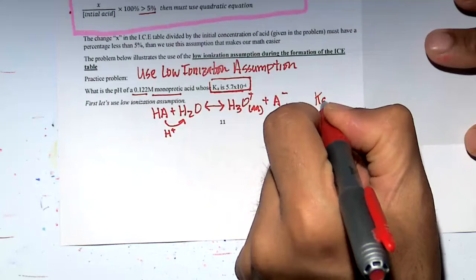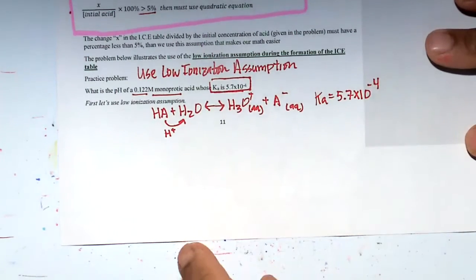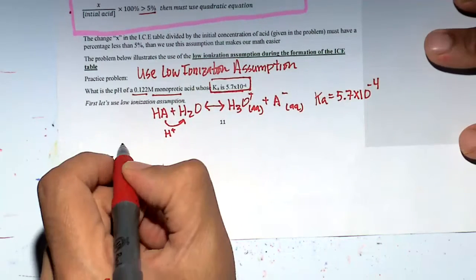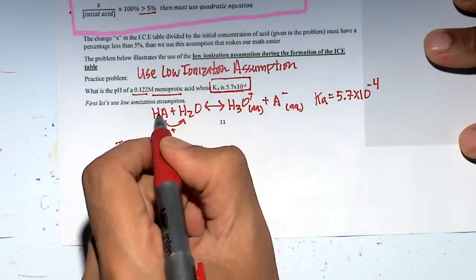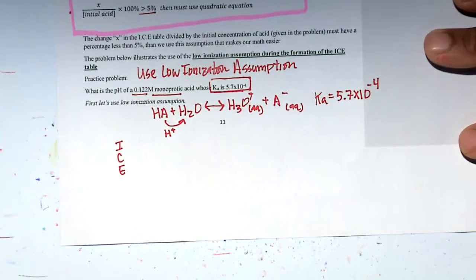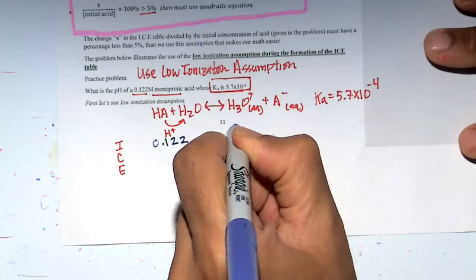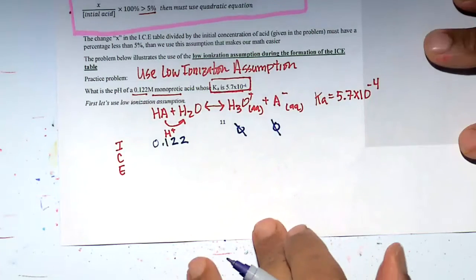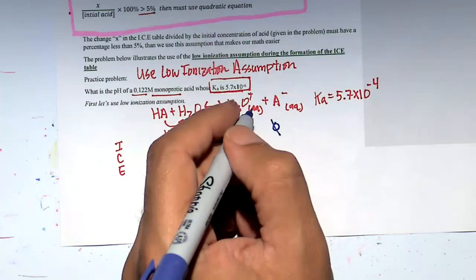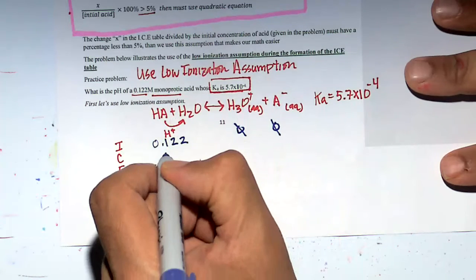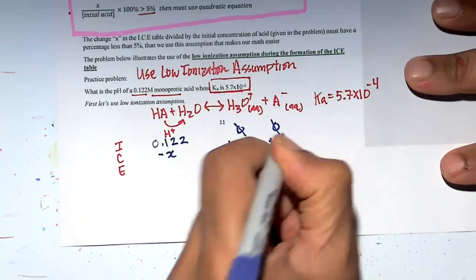Here the Ka is 5.7 times 10 to the minus 4. Okay. All right, here's our ice table now. We start out with 0.122, and 0 of H3O plus and 0 of A minus. Some of it is going to go this way because it's in equilibrium. It's a weak acid. These equilibrium reactions never go to 100% completion.